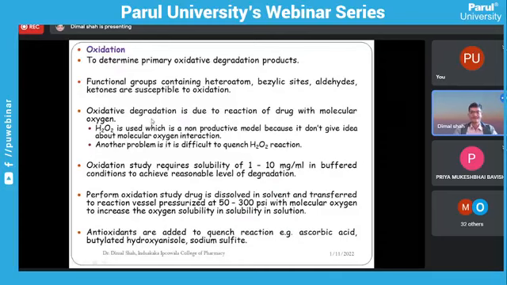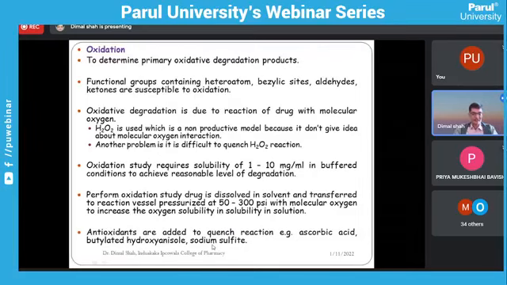Fine. So normally 3% hydrogen peroxide is used, and the study is carried out by taking a sample, adding a 3% hydrogen peroxide solution, and keeping it for 24 hours. If your drug does not get degraded, you can increase the period up to 1 week. Once the study is over, you should stop the reaction. For stopping the reaction, we can add quenchers like ascorbic acid, butylated hydroxyanisole, or sodium sulfite.